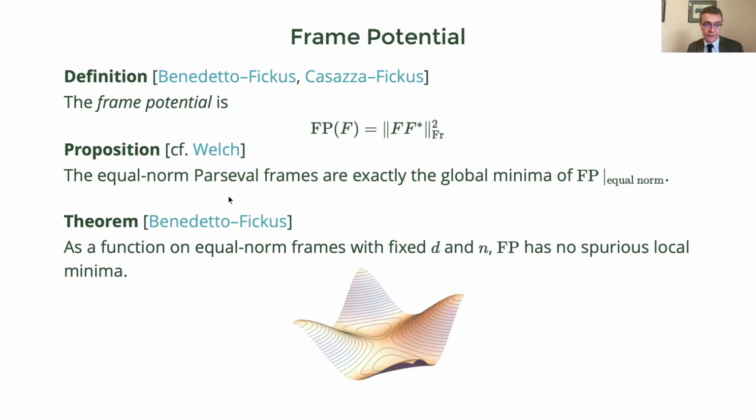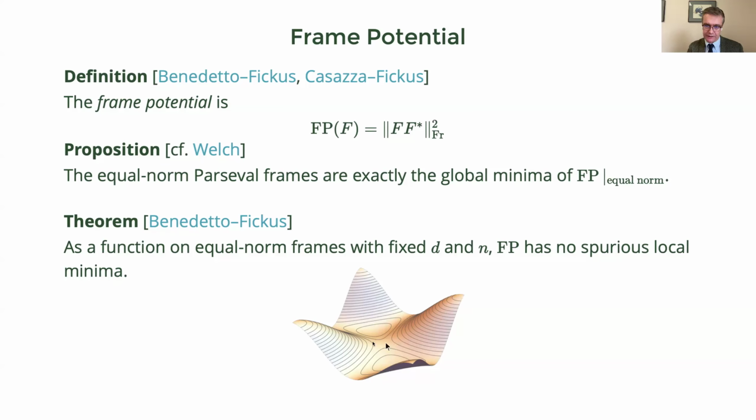And then Benedetto and Fickus proved in 2001 or so that this frame potential has no spurious local minima. So all local minima are global minima. Now, there are other critical points. You can have saddle points, for example. This is a picture of the frame potential for 3 vectors in R^2. And you see these 2 basins of attraction corresponding to 2 different equal norm Parseval frames, but there are other critical points.